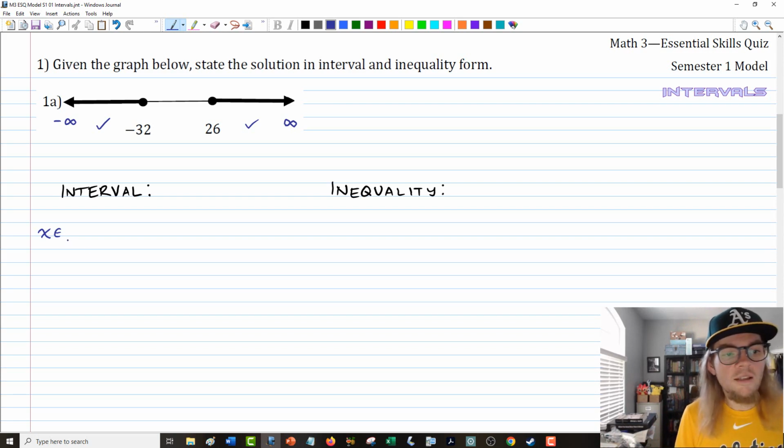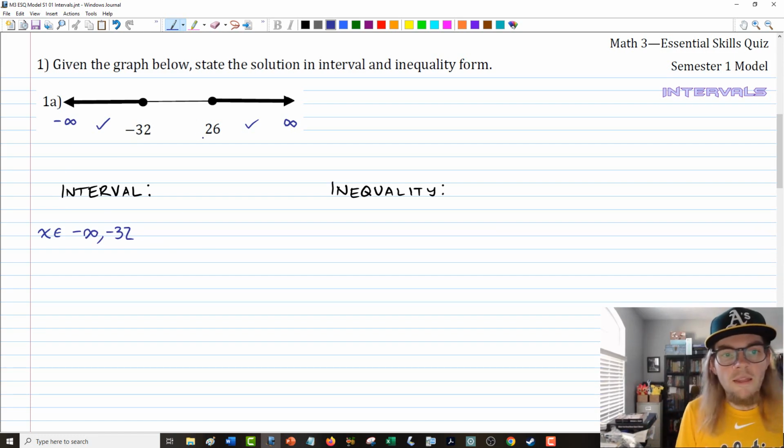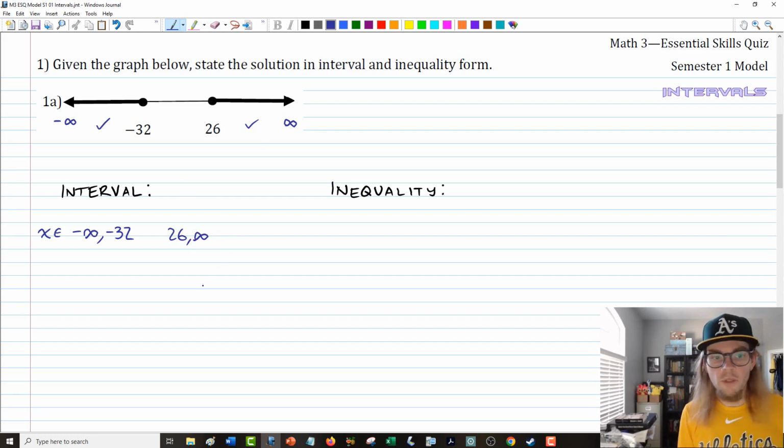We're going to say x is in between. Now, the first of these intervals, the one on the left, is between negative infinity and negative 32. So we can write that as negative infinity and negative 32. I'm leaving the brackets out here. We'll get to that in just a second. And then, of course, there's a second inequality here, which is from 26 to positive infinity. So, huge start. We've got our 2 pieces.